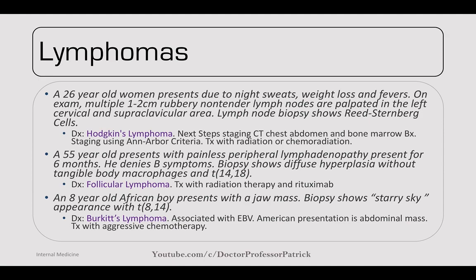Next, there's an 8-year-old African boy who presents with a jaw mass. Biopsy shows a starry sky appearance, where every once in a while you'll see an apoptotic region, with a translocation of 8 and 14. This is a Burkitt's lymphoma. It's associated with EBV. Commonly in Western parts of the world, like the Americas, you can present with an abdominal mass, and you want to treat these aggressively with chemotherapy.